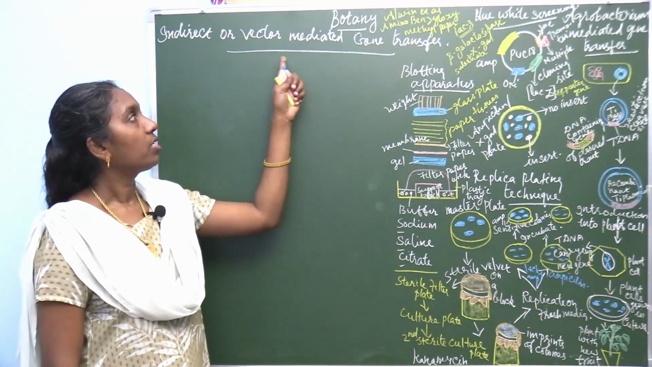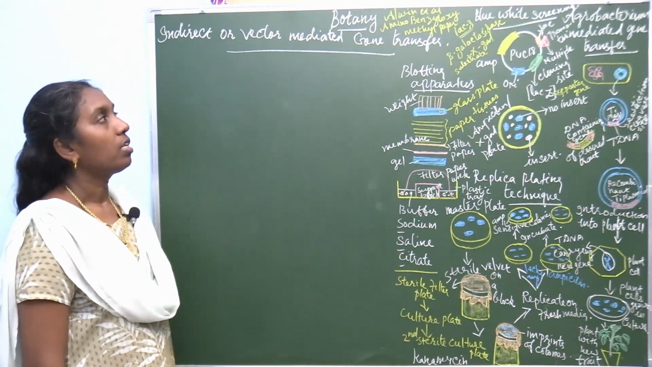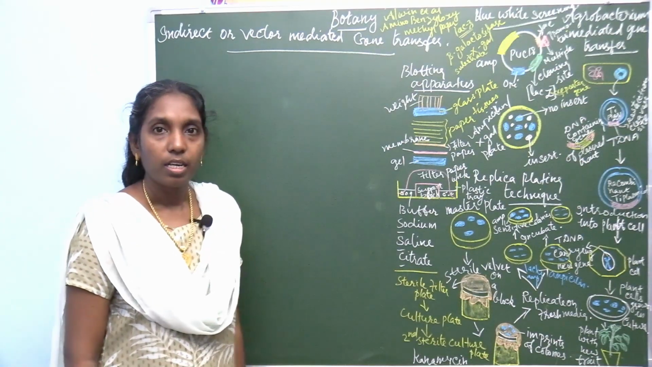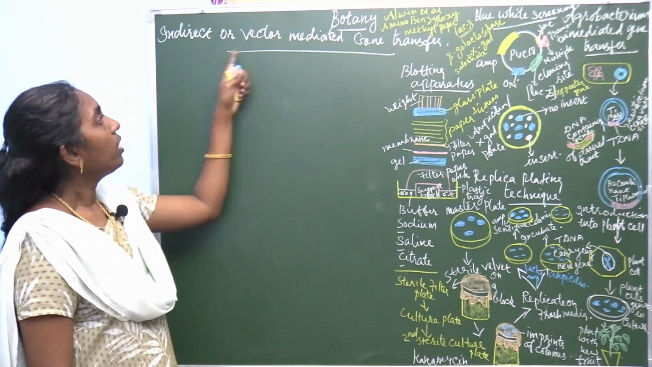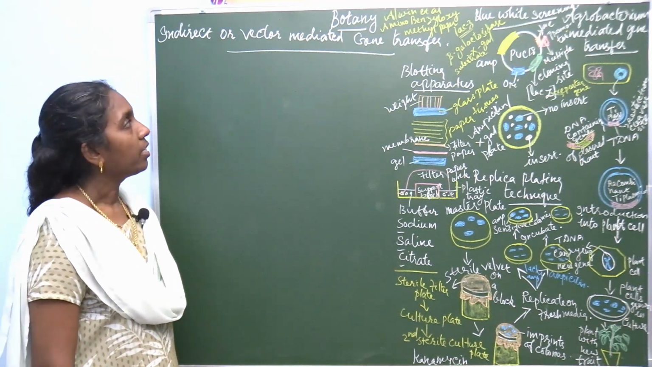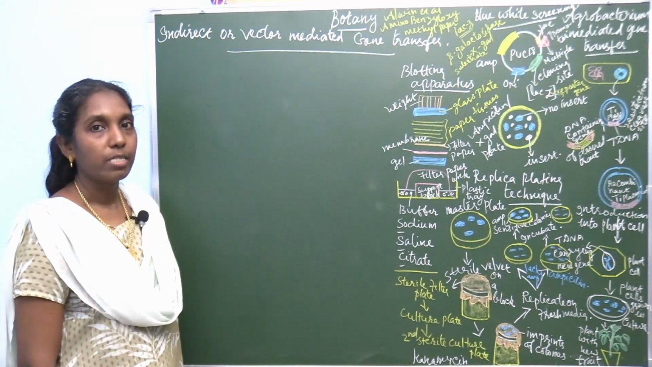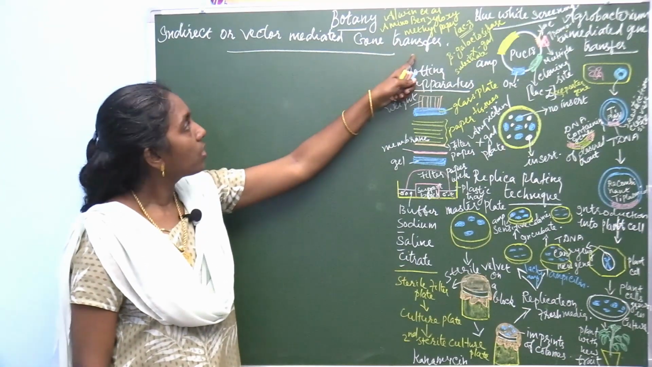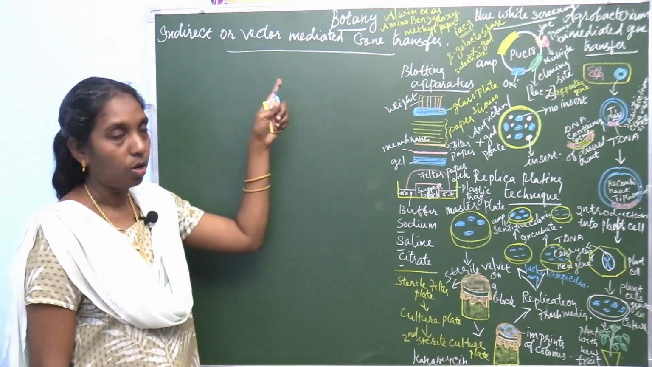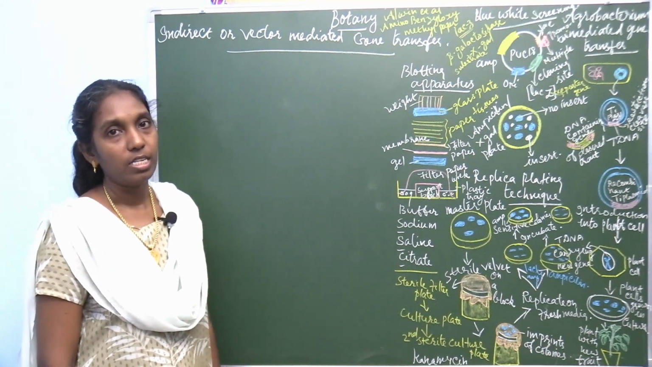Indirect or vector mediated gene transfer. What is this vector mediated gene transfer? Gene transfer that is mediated with the help of a vector is called vector mediated gene transfer. What is the vector? Commonly we use a plasmid as the vector. So gene transfer mediated with the help of a plasmid vector is called indirect or vector mediated gene transfer.